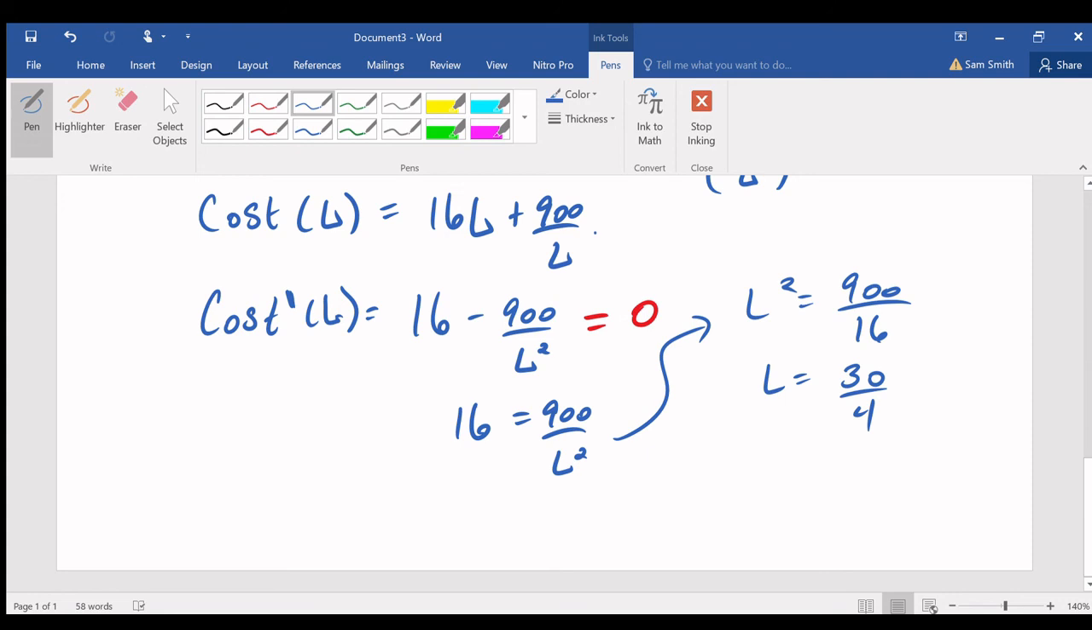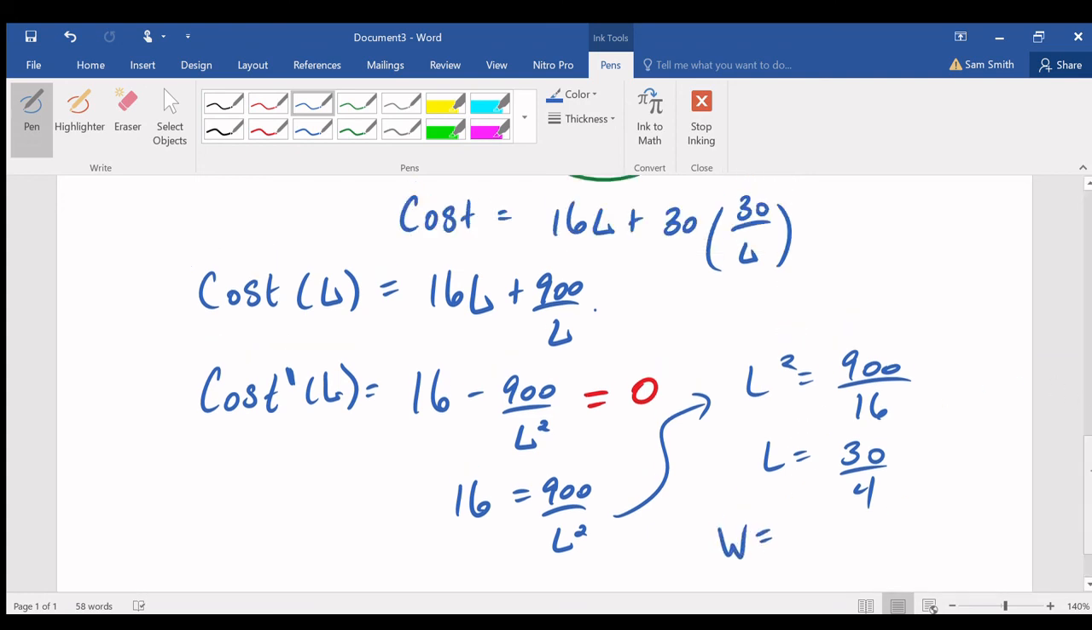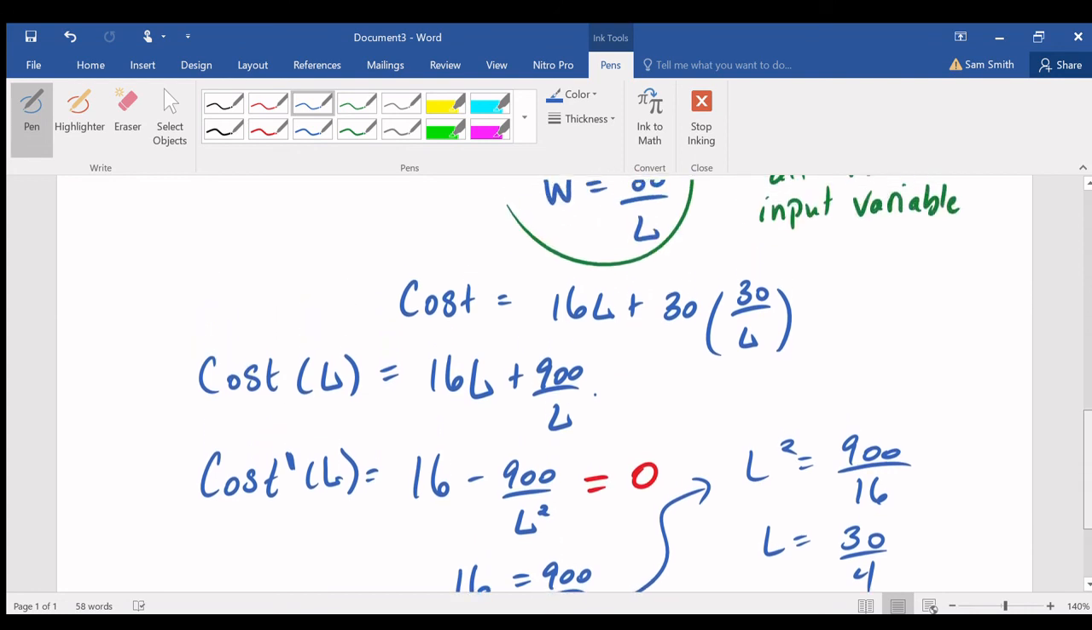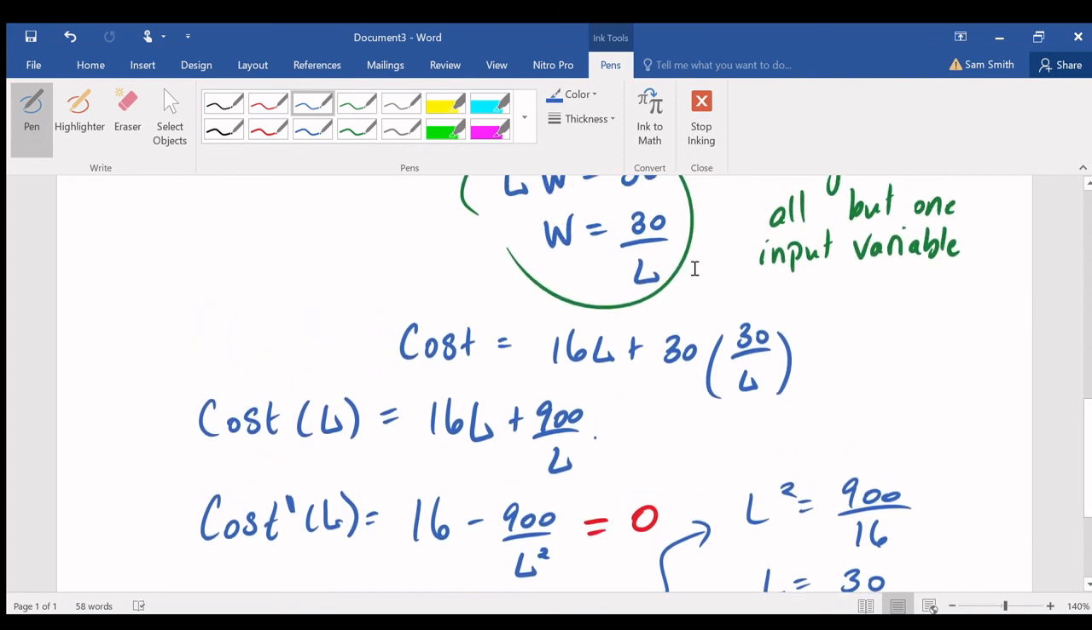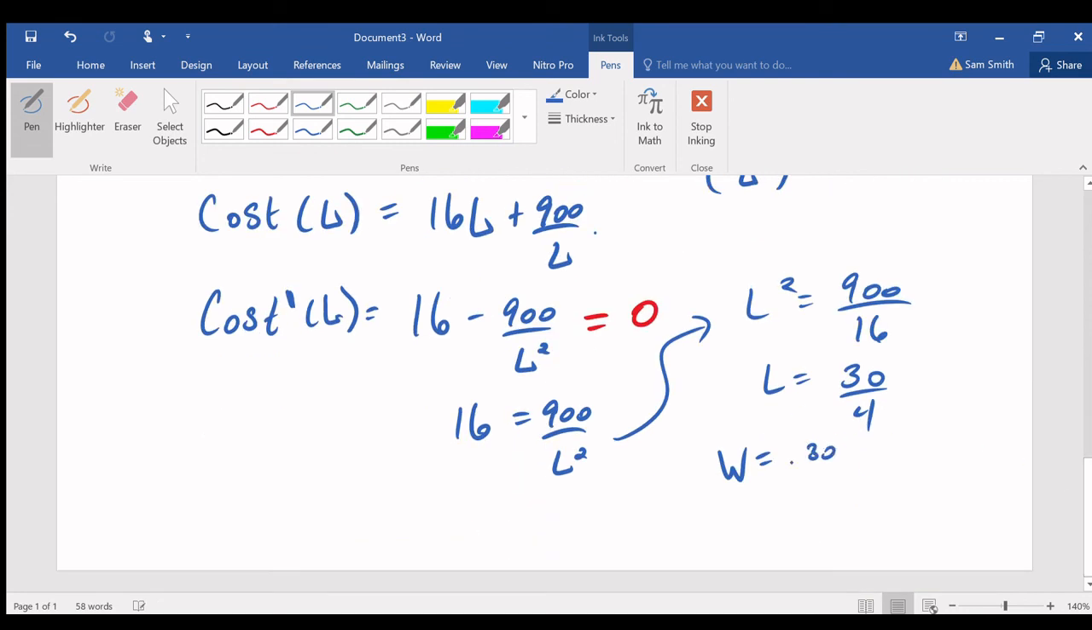Meanwhile, finding the width, we can go back and use the fact that the width was equal to 30 divided by the length. So 30 divided by 30 over 4 would be 4 units, 4 feet in that direction.